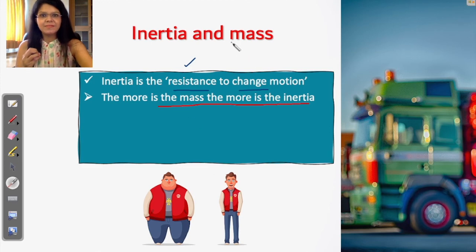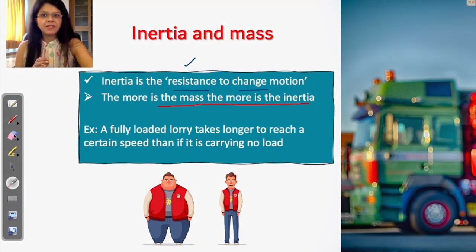So what have you learned? More is the mass, more is the resistance to change your motion. So more is the inertia. More is the mass, more is the inertia. More is the mass, you do not want to move, so your inertia is more. Let us understand with one more example here.